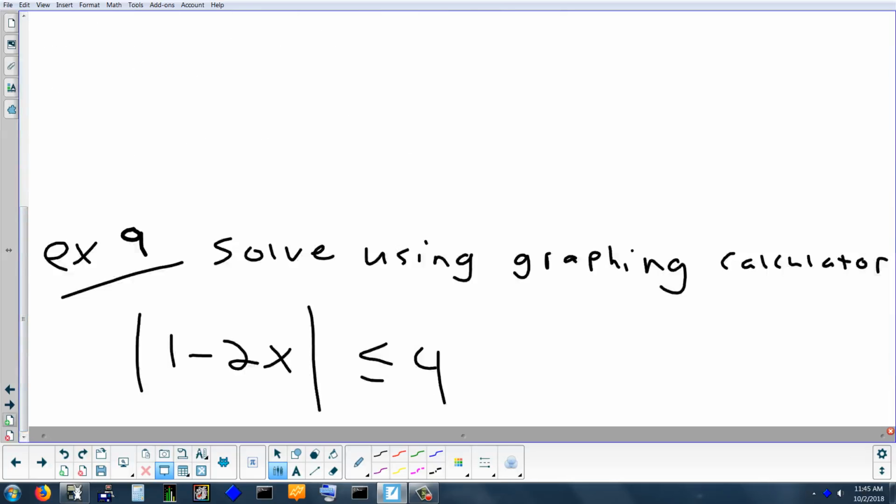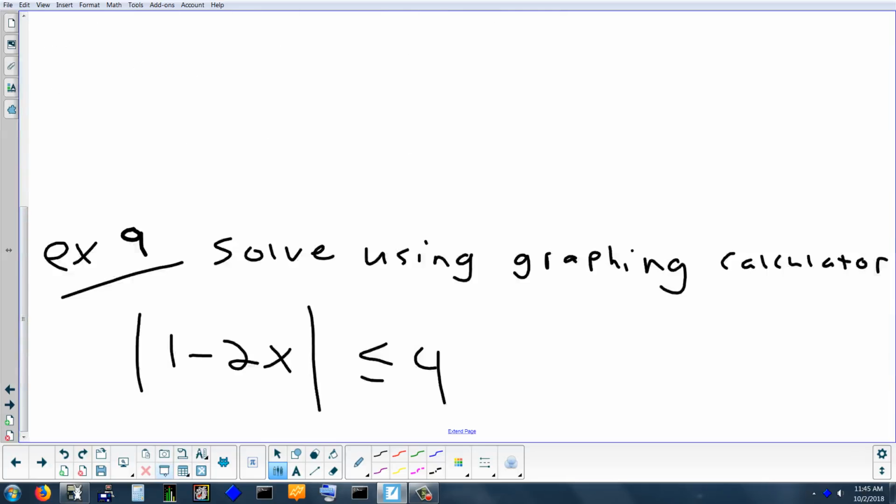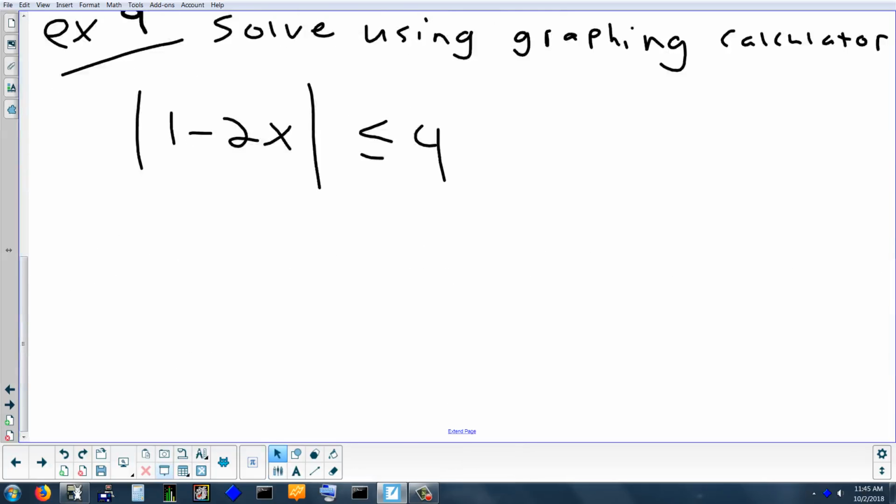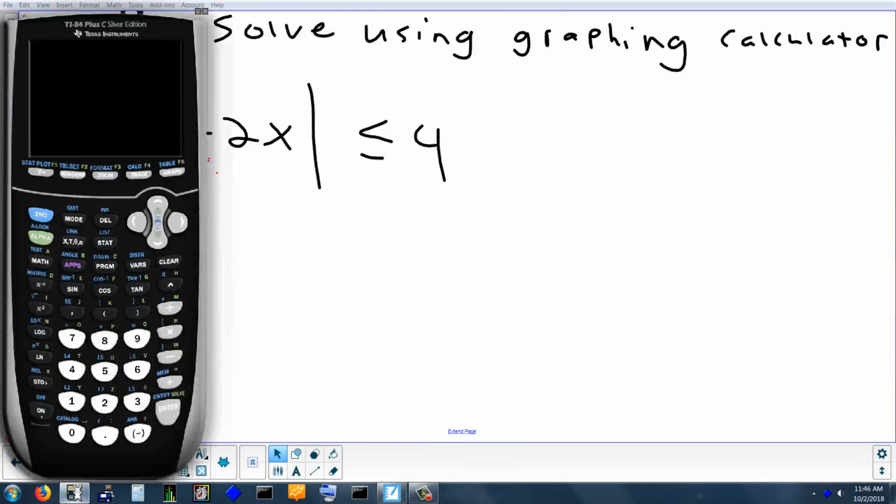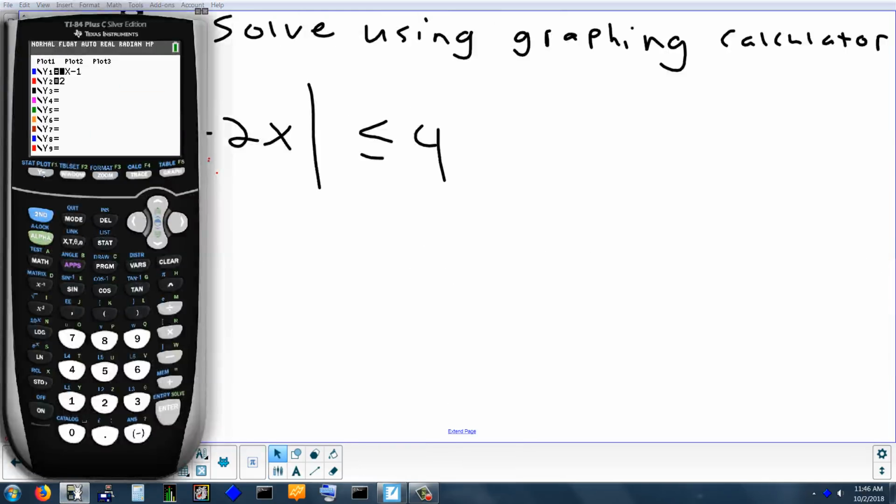All right, we'll try one on the calculator. This is an and, something you could solve with algebra. But I'll show you, just in case you don't remember where absolute value is. It's kind of important to know where that is. So let's type it in. This one you could basically use either method 1 or method 2. I'm going to use method 2.